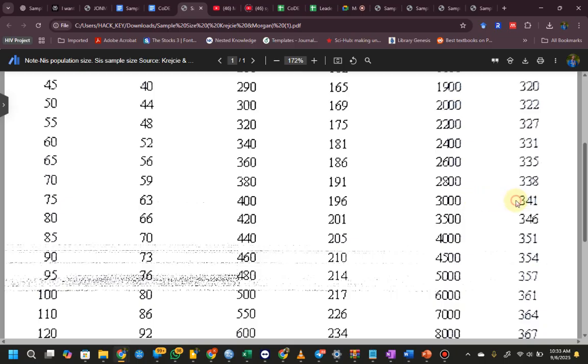Good. That is how you do it. 341. You see, it's not anything difficult. So if it is more, you pick the next one. If it is the exact number, which in practice, the chances of getting the exact number is actually slim. That is why if it is more, you pick the next number.